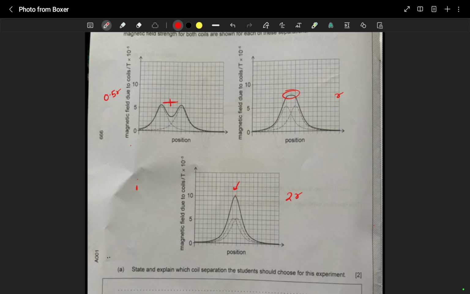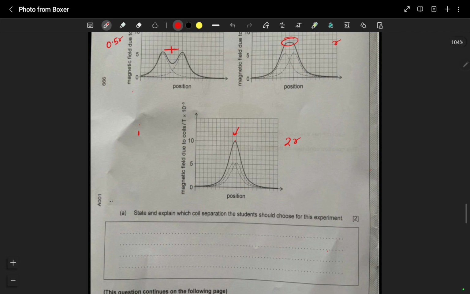So I'm going to go with the most uniform magnetic field, right? So that it is the easiest way to find the horizontal component, right? So the question says state and explain.